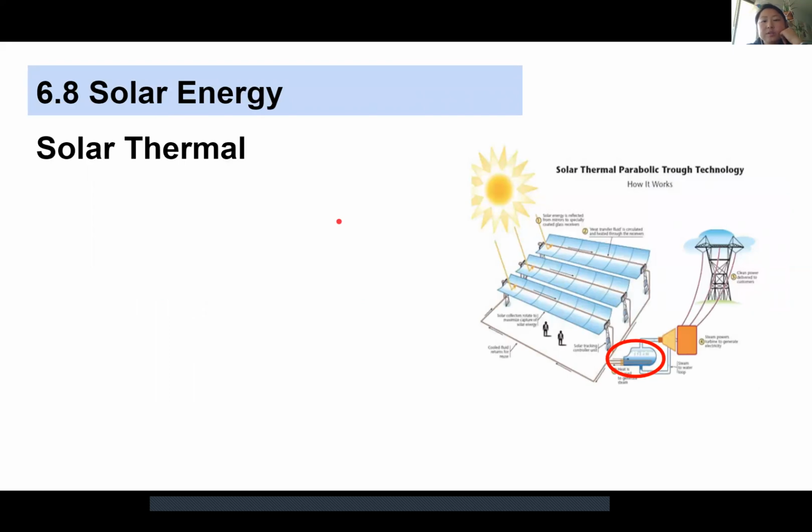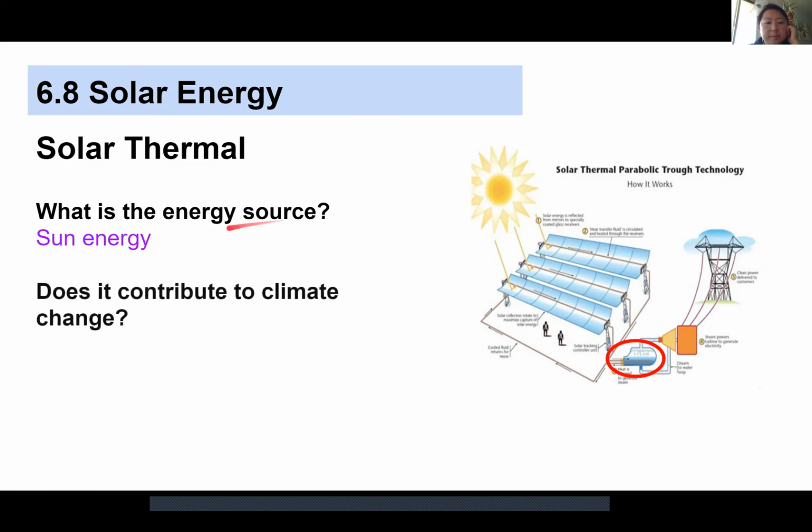Okay, so we'll talk about solar energy. There's two types of solar energy that they want you to know for the AP test. One of them is solar thermal. Obviously the energy source is the sun. There are these contraptions that trap solar heat that comes in. And there's a turbine that is being turned as this energy is funneled into water and then steam is produced.